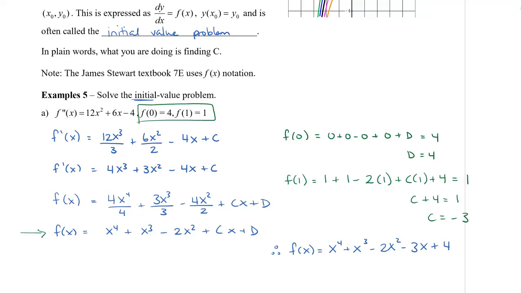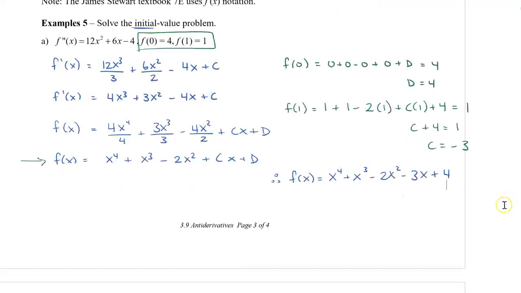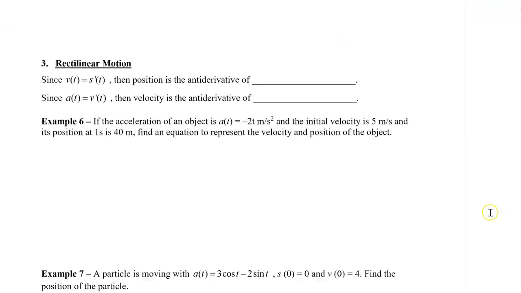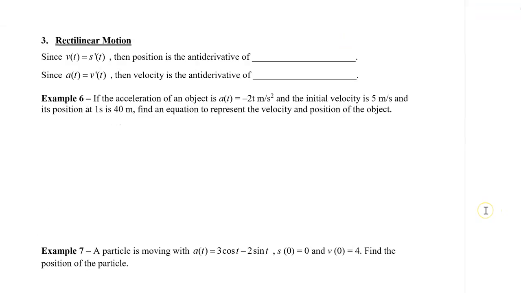Now we're going to do something similar in rectilinear motion. With rectilinear motion, recall that velocity is the derivative of position. Therefore, position has to be the antiderivative of velocity. Similarly, since acceleration is the derivative of velocity, then velocity has to be the antiderivative of acceleration.